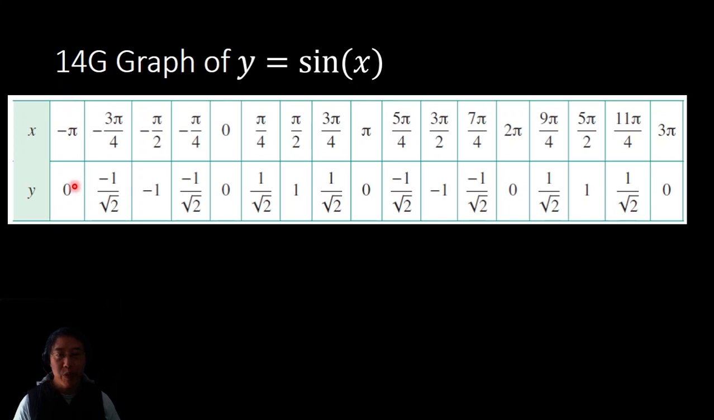Every column will represent a point, and every point you will place on your Cartesian plane, and then with a pen or pencil, you will join the points from the left to the right to look at what the curve looks like.